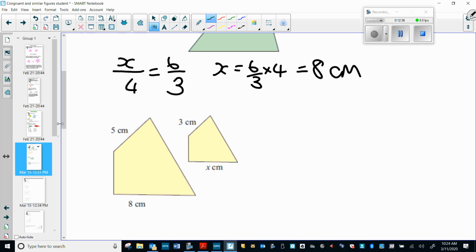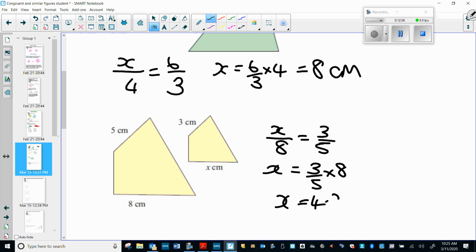Right, it doesn't have to be a triangle. We've got a random quadrilateral here. X over 8 is 3 over 4. So X is 3 over 4 multiplied by 8, which is 4.8.